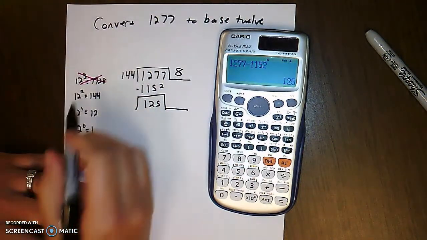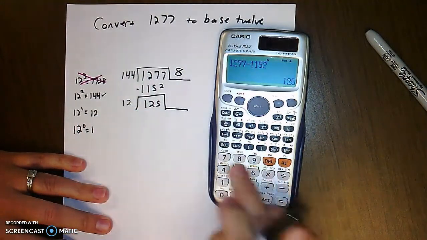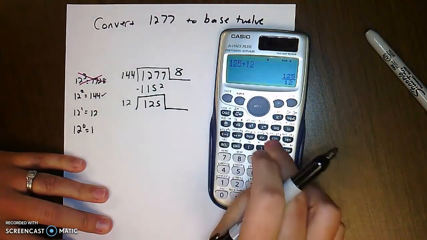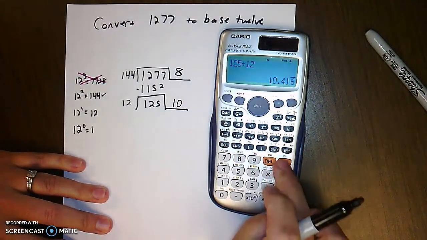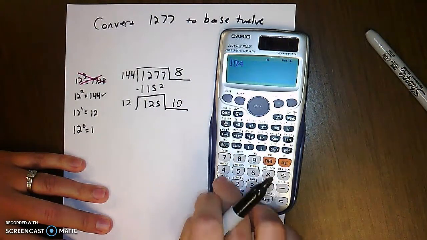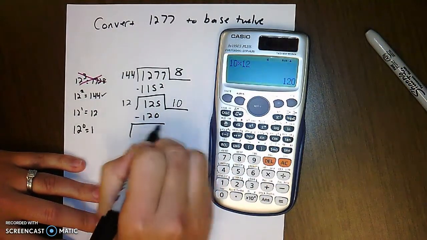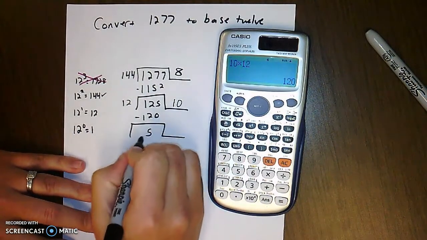All right, so 1277 minus 1152, I'm going to get 125. And we go again. So I've used the 144. This time I'm going to use the 12. So 125 divided by 12 is going to be 10-ish something. I'm going to use the 10. 10 times 12 is going to be 120. And I'm going to subtract and get my next number. So 125 minus 120 is 5.